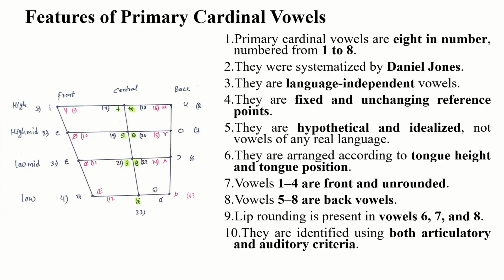And 1 to 4 are primary and front, and they are unrounded. And 5 to 8 are back and primary; number 5 is unrounded, but 6, 7, and 8 are rounded. And they are identified using both articulatory and auditory criteria. So these are some features of primary cardinal vowels.